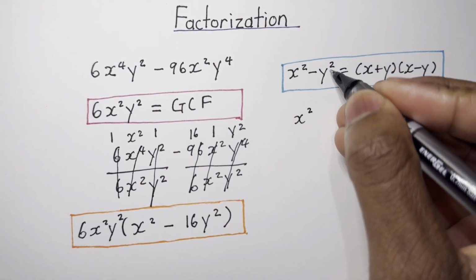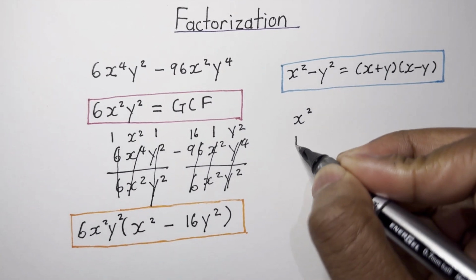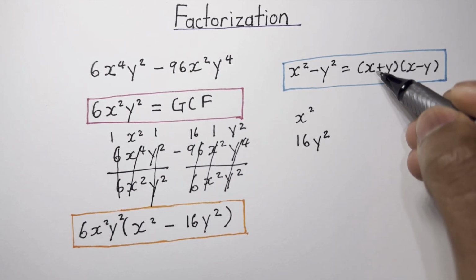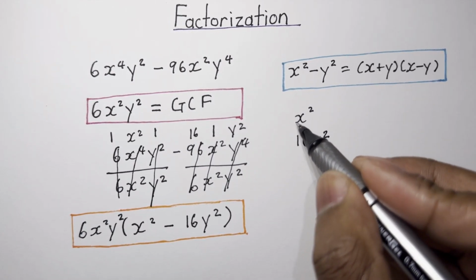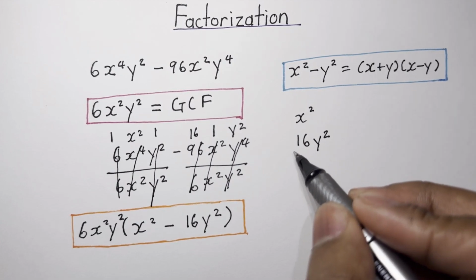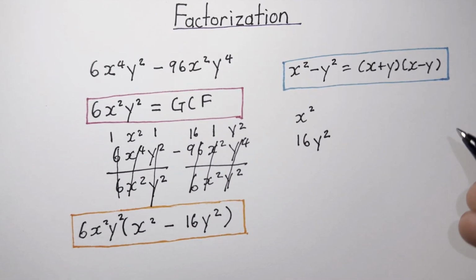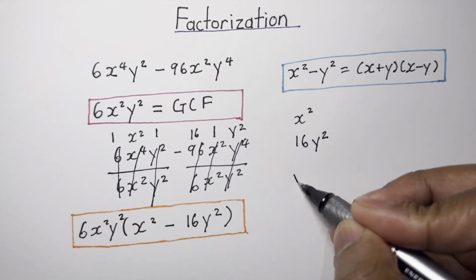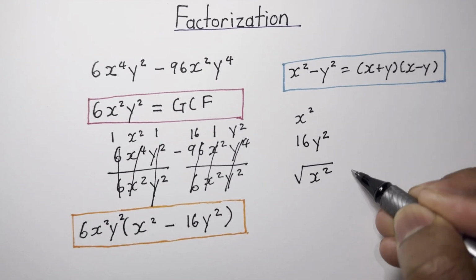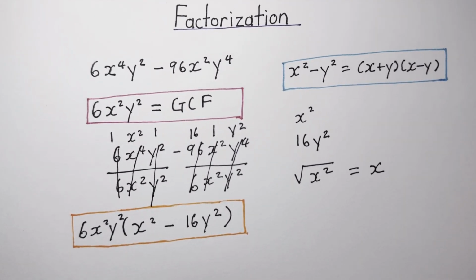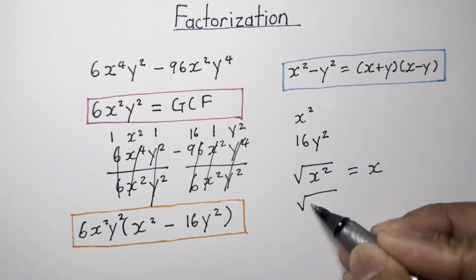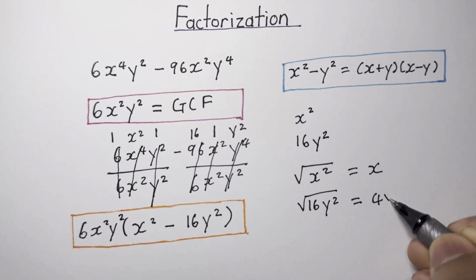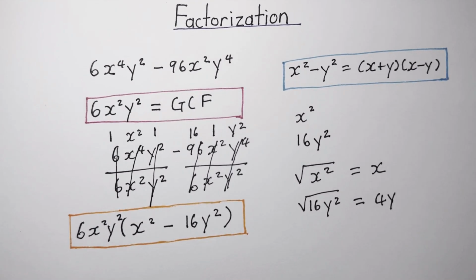And our y squared term is 16y squared. So in order to find our x and y term, we need to find the square root of x squared and also the square root of 16y squared. So let's proceed. The square root of x squared is x, and the square root of 16y squared is 4y. Now it's time to write our answer.